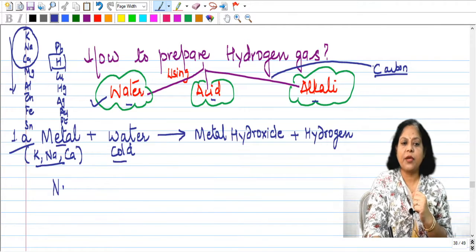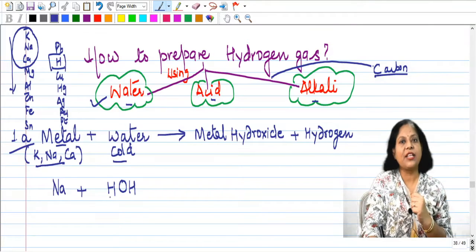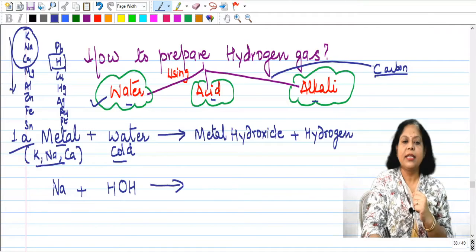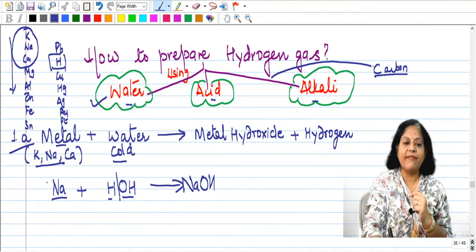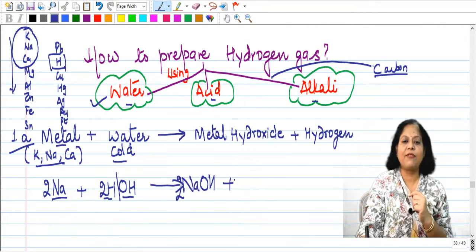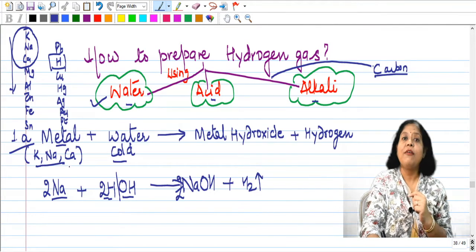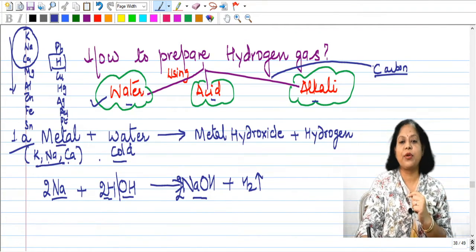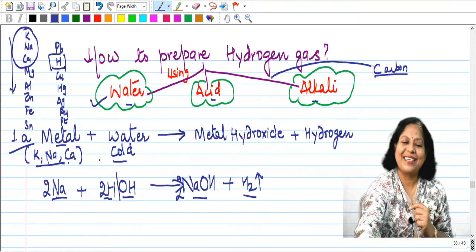Suppose I take sodium. Sodium will combine with water. How do we write water? H2O. We can also write it as HOH. So what will happen? This is going to break one bond. What will you get? Sodium and OH, you will get NaOH. Now one hydrogen is removed. So if I take this as 2, I get 2 sodium hydroxide, and 2H will form hydrogen gas. So when active metals like potassium, sodium or calcium combine with cold water, you get sodium hydroxide and hydrogen gas is released. In place of sodium you can take potassium or calcium.